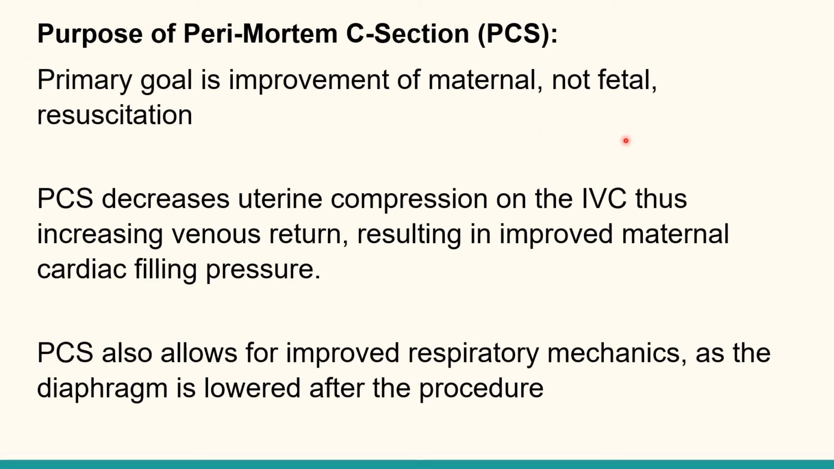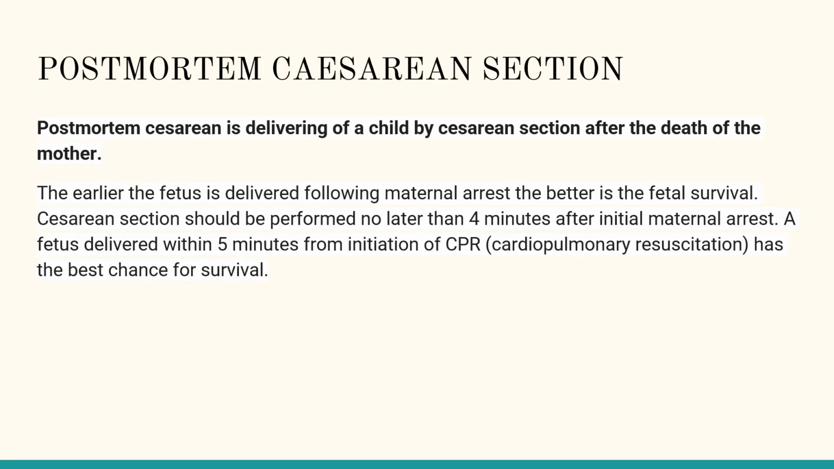What is the purpose of doing perimortem caesarean section? The primary goal is improvement of maternal, not fetal resuscitation. It decreases the uterine compression on the inferior vena cava, thus increasing the venous return, resulting in improved maternal cardiac filling pressure. Perimortem C-section also allows for improved respiratory mechanics as the diaphragm is lowered after the procedure.